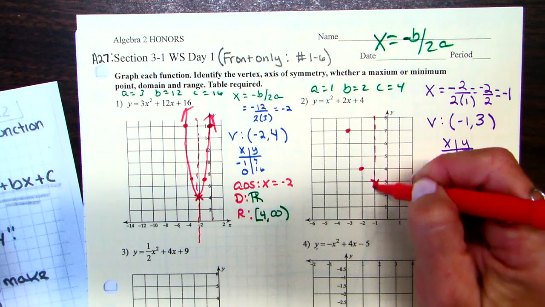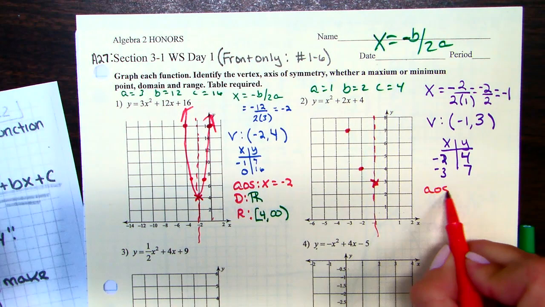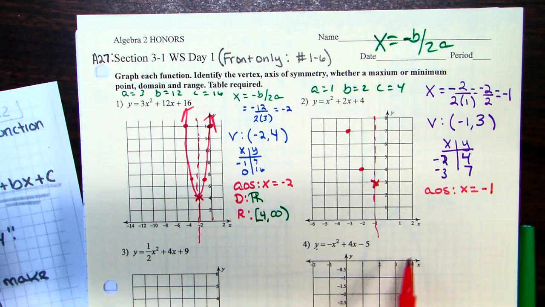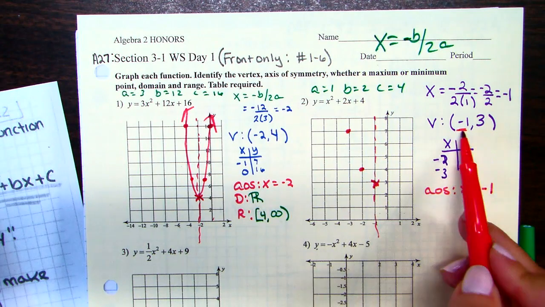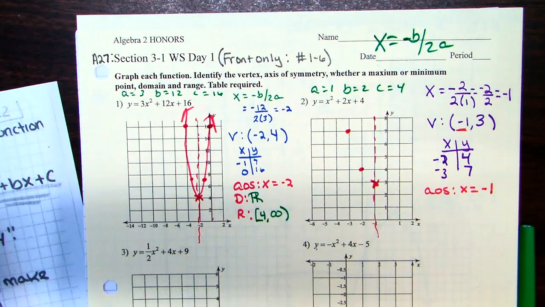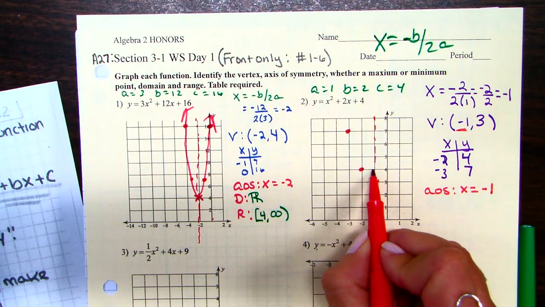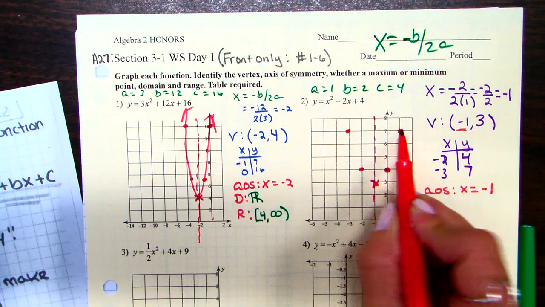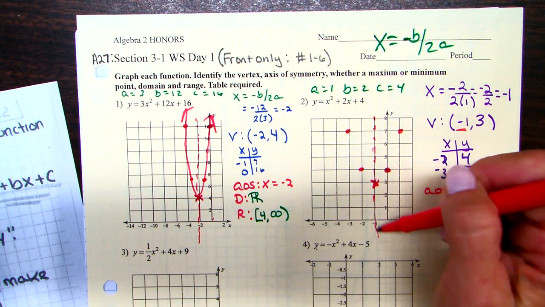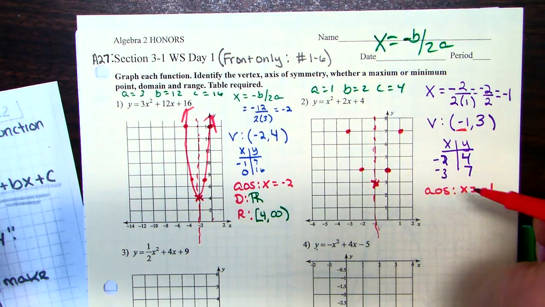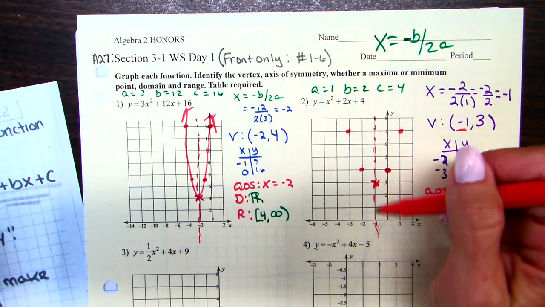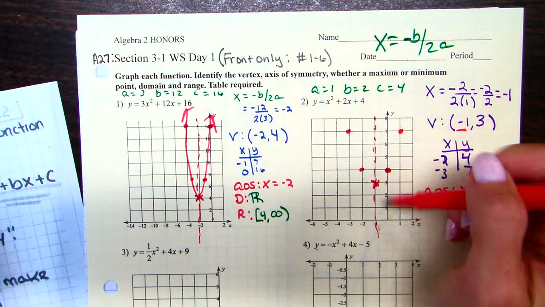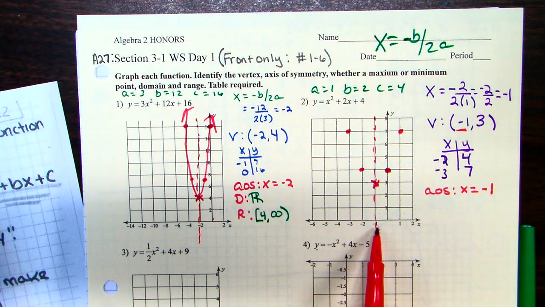I have an AOS that goes right through my vertex. That's always the same number as your x value here. It's always, because it's on that point. Reflect right across. So if I have 1 point to the left, I have 1 point to the right. It's the vertical line that goes right through your vertex. Remember, vertical lines are x equals a number. And what x value is that on? Negative 1.